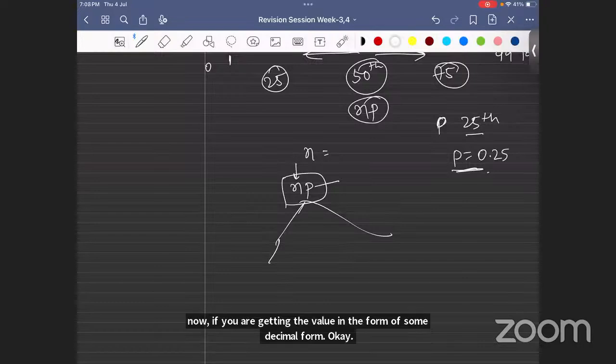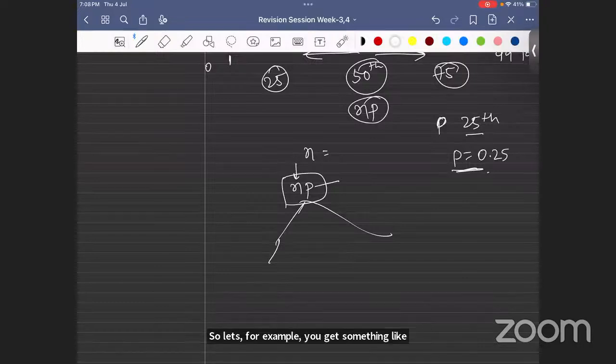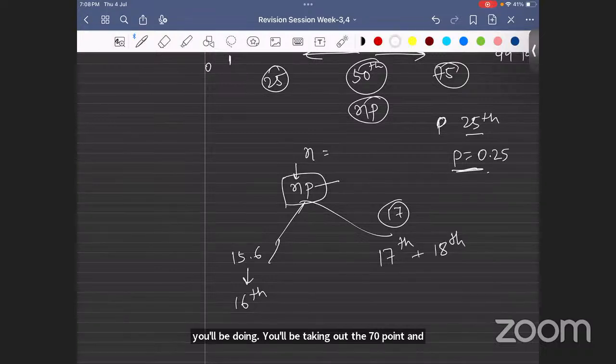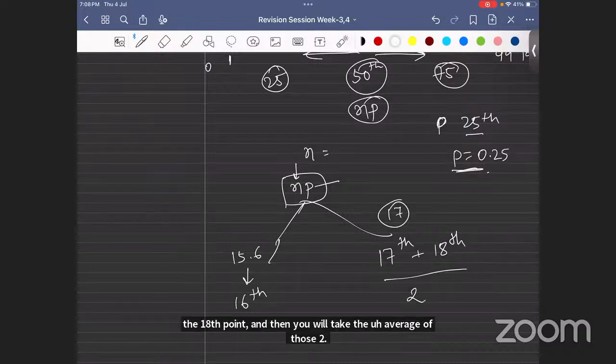Now if you are getting the value in some decimal form, for example you got something like 15.6, then you just take the next data point, so the 16th data point will represent your pth percentile. And if you are getting an exact integer, for example 17 itself, then you take the 17th point and the 18th point, and then you take the average of those two. That will be your pth percentile.